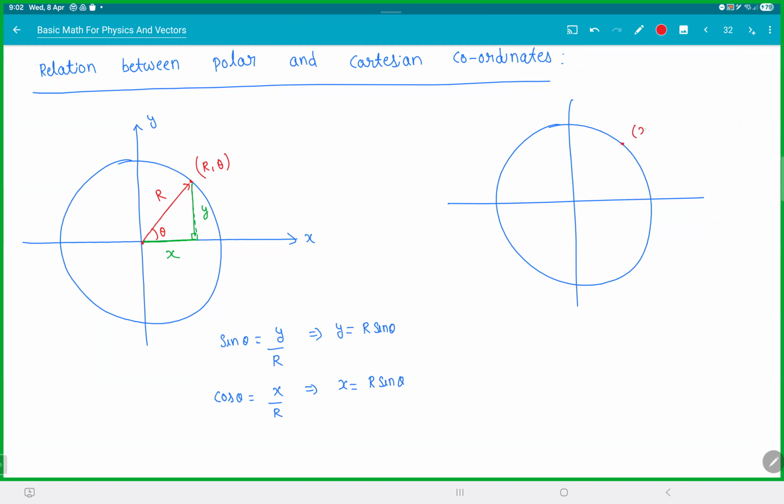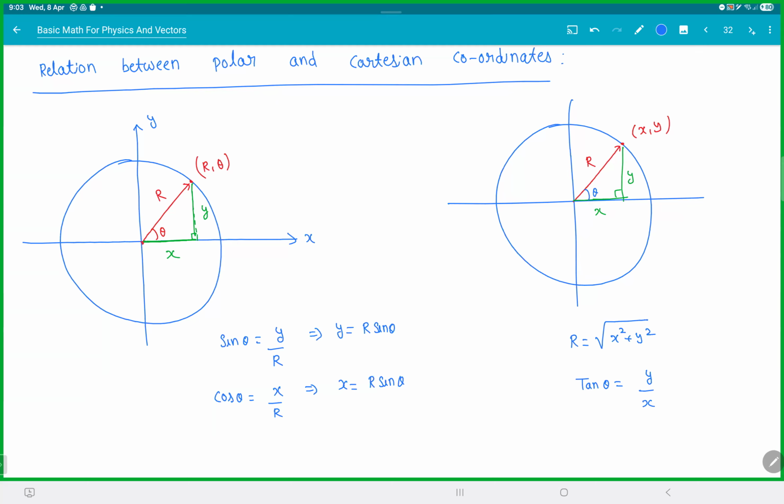If I know x comma y, so this is r. It's a right angle triangle, so we get r is equal to root over x square plus y square, and tan theta is nothing but y by x. So it doesn't matter: if I give you x and y, I can get r theta. If I give r theta, I can get x and y.